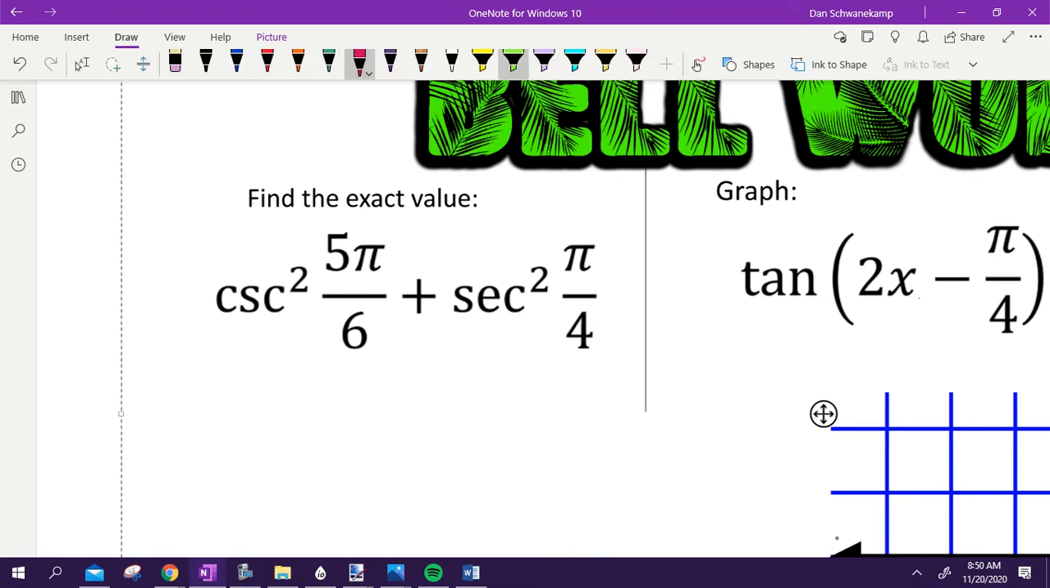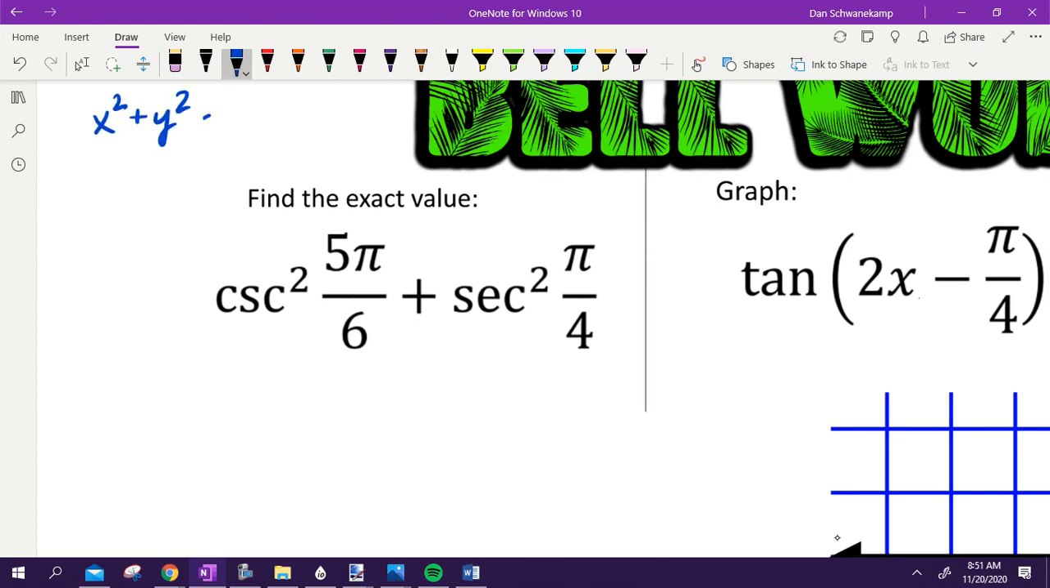So when you look at this thing, I hope the first thing you notice is that we've got trig functions squared. And if you see trig functions squared, what should you think about? Pythagorean identity. So that's what I hope you think about. Unfortunately, that's not going to be the answer here, but let's look at it anyways.